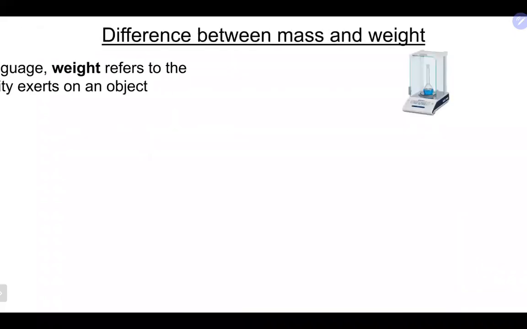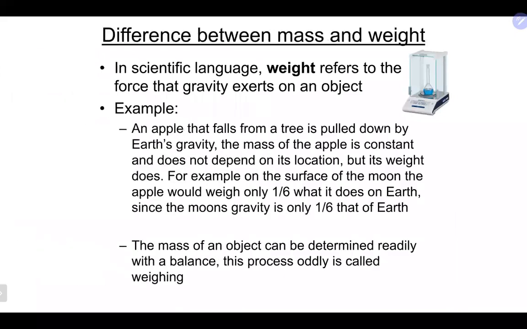Now, there is a difference between two words that are sometimes commonly used interchangeably, and that is weight and mass. Weight refers to the effect that gravity has on an object. So weight is dependent on gravity, while mass is not. If you weigh yourself in different places, your weight is different.